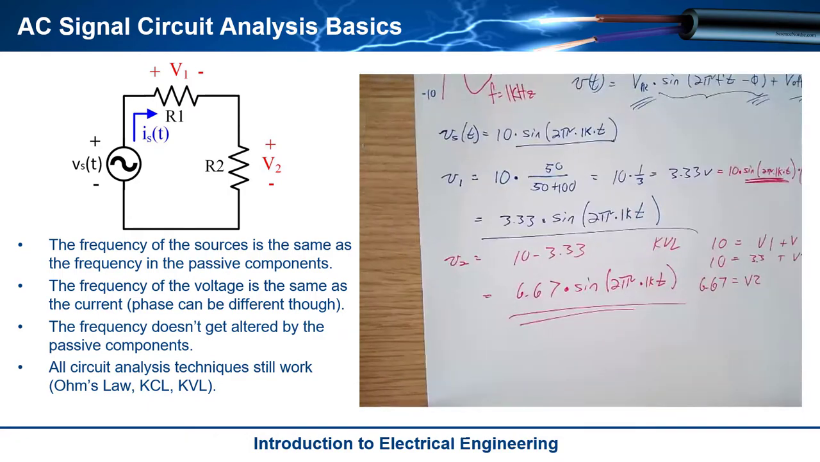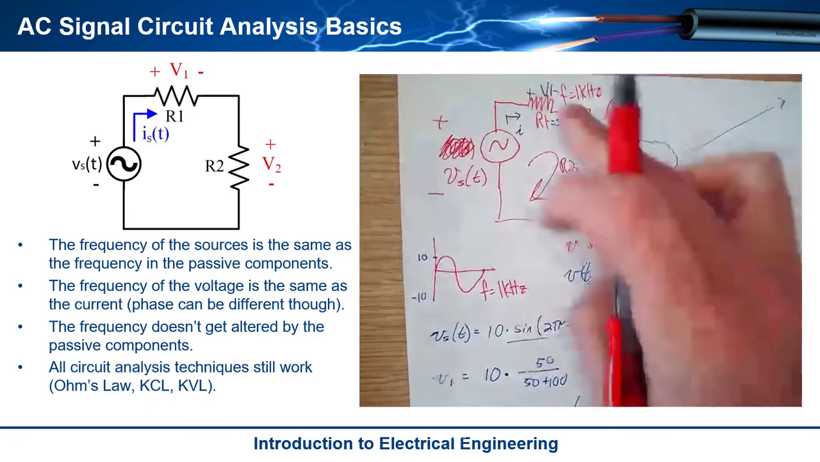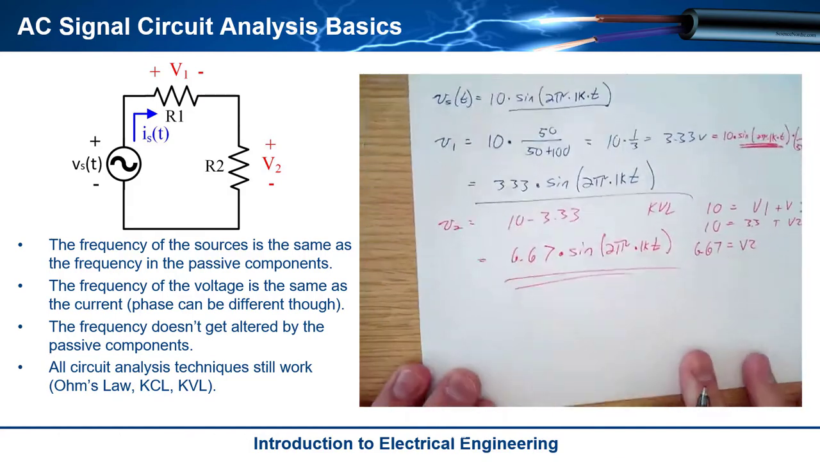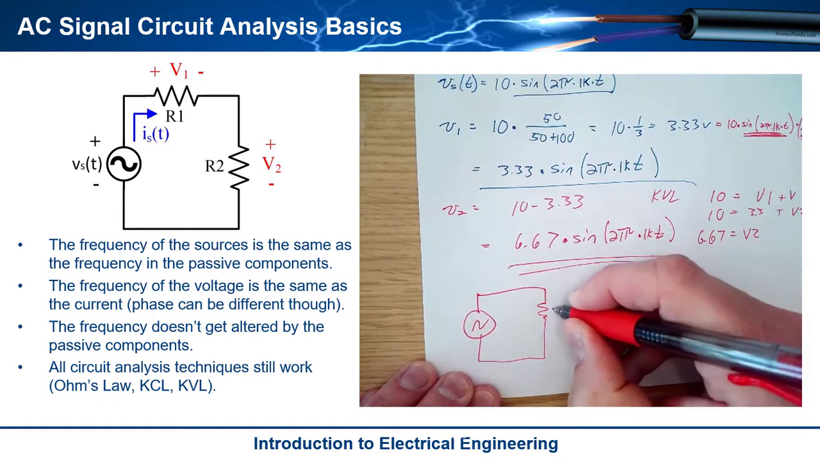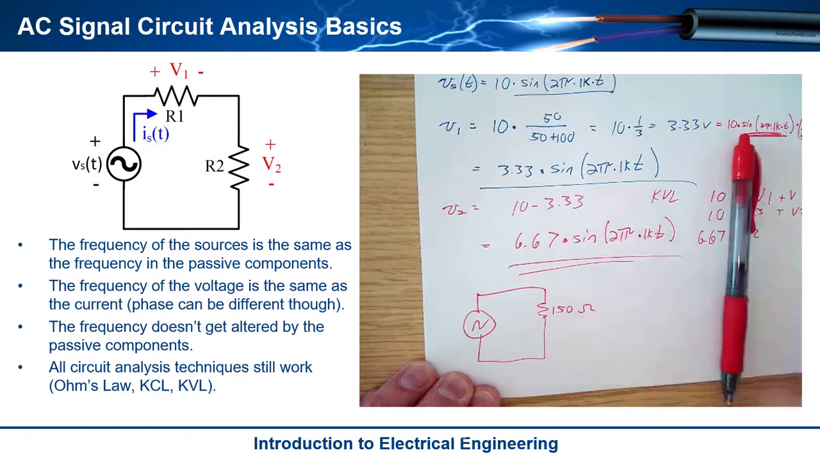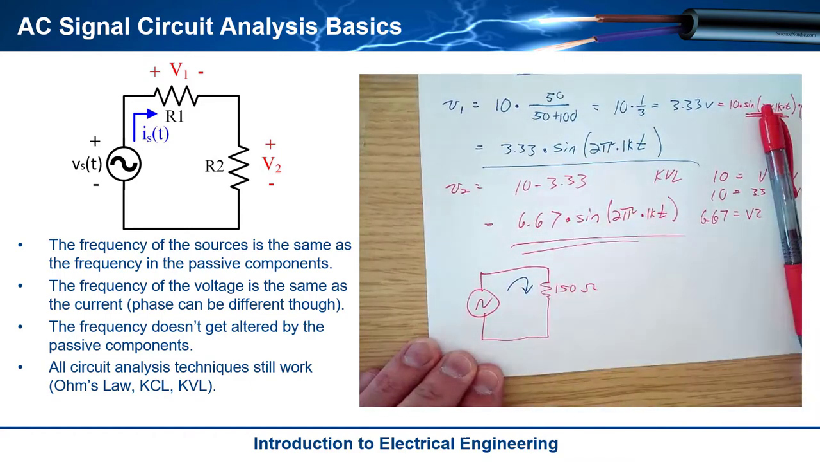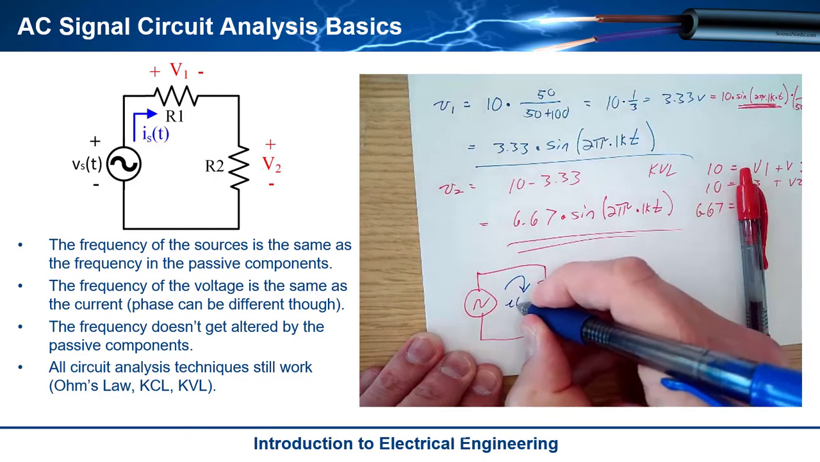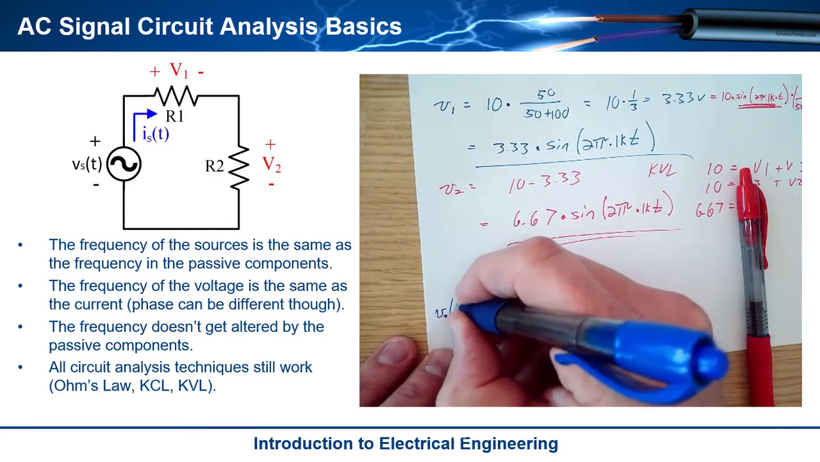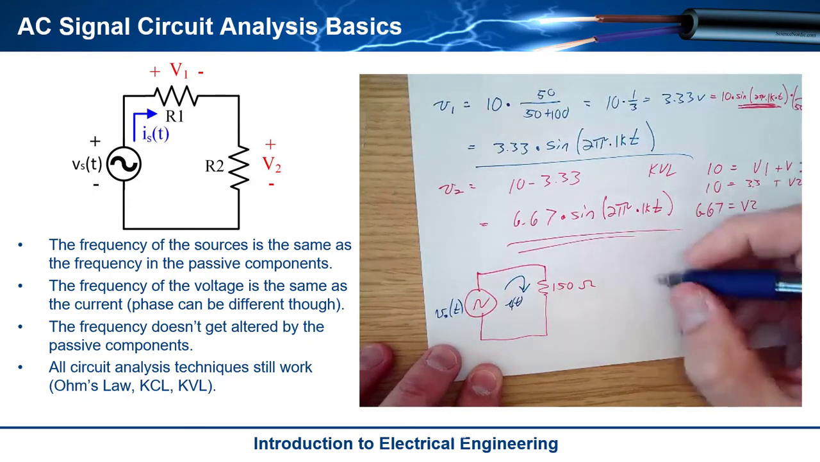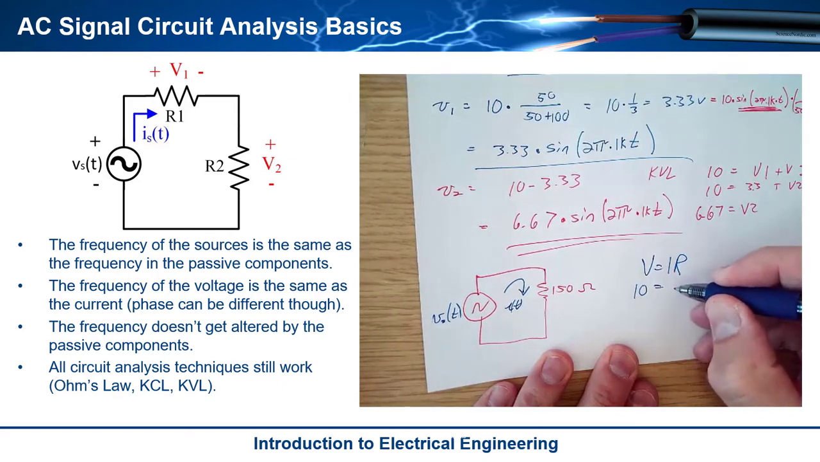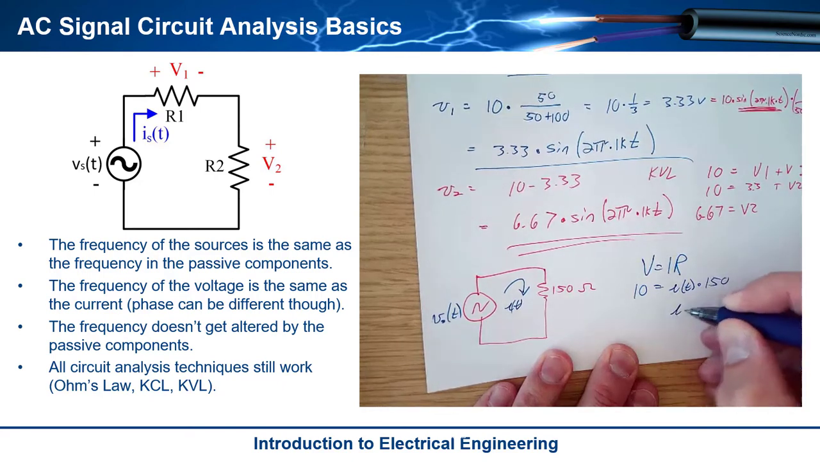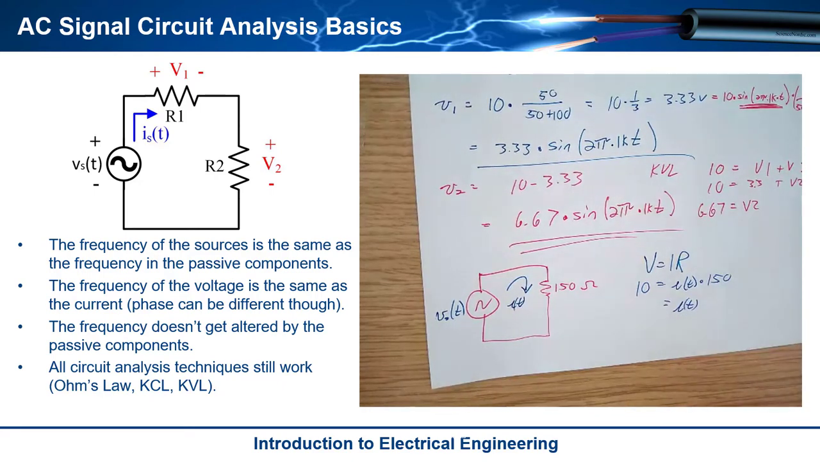Now, how could I get the current? Well, check this out. Let's combine these two resistors in series. I could replace that with an equivalent resistor of 50 plus 100, so I could have 150 ohms right there. And then when I do the current, I can just use Ohm's law. So this is going to be I of t, and this is Vs of t, of course. All I do now is say V is equal to IR. The voltage across that resistor is 10, and my current is I of t multiplied by 150. So I of t is equal to 10 divided by 150.